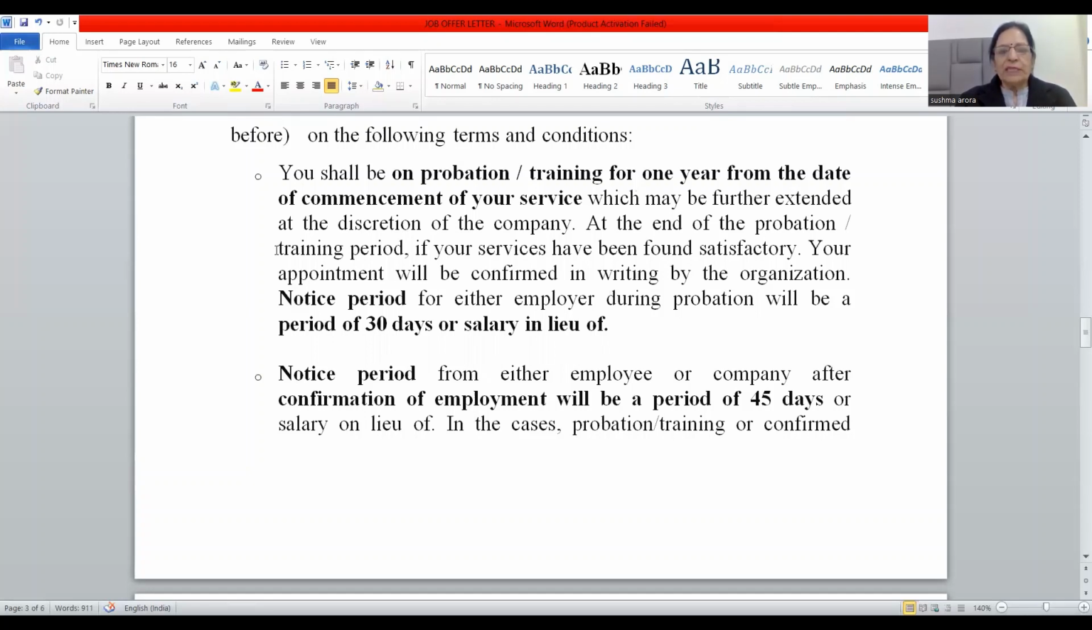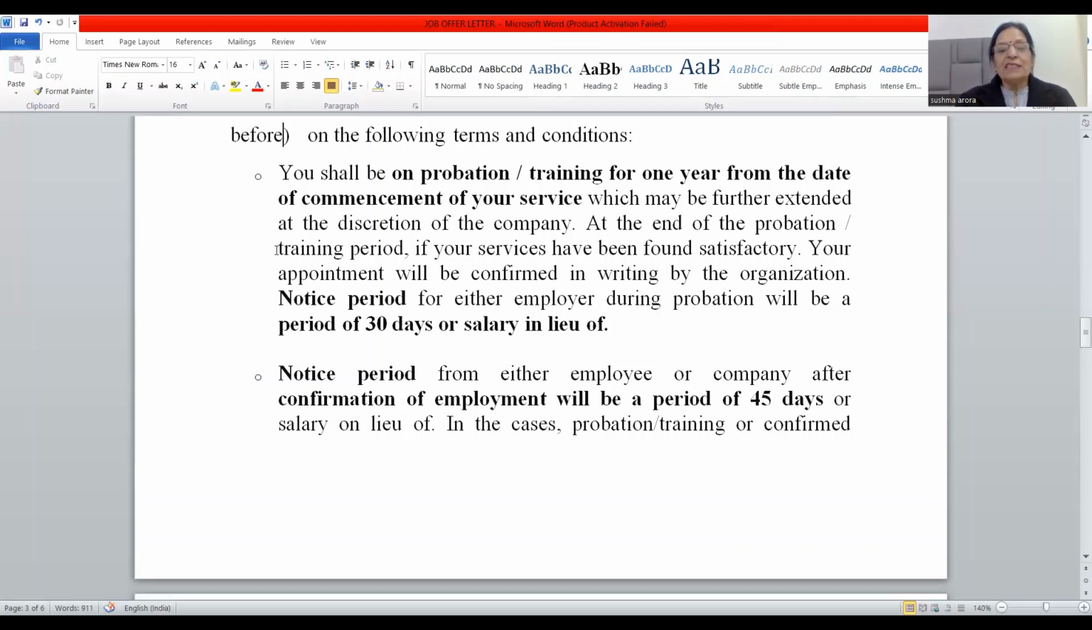At the end of the probation training period, if your services have been found satisfactory, if the services of the employees are found satisfactory, then that appointment is confirmed in writing by the organization. And if the services are not found satisfactory, then the company has the right to terminate that employee. So friends, one has to be very, very conscious about his or her performance during this probation period.